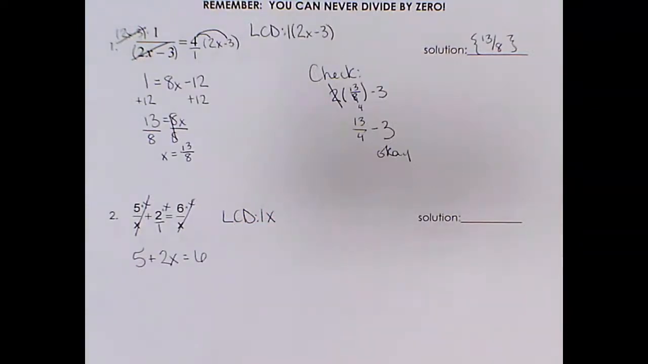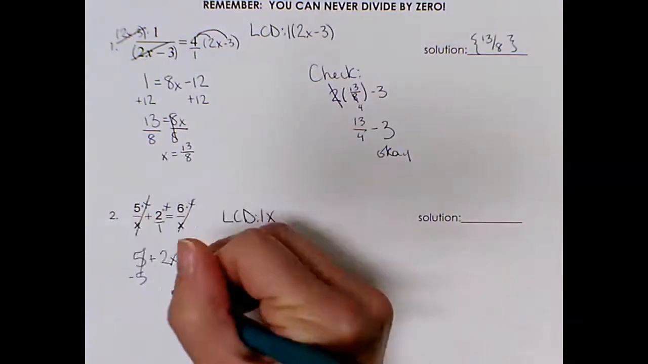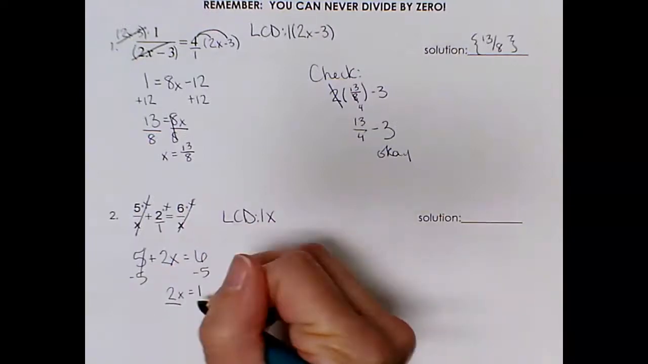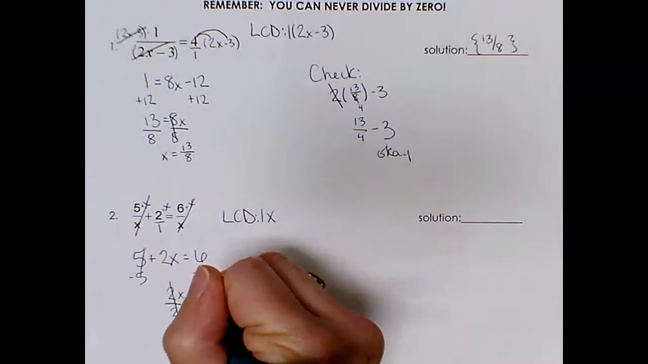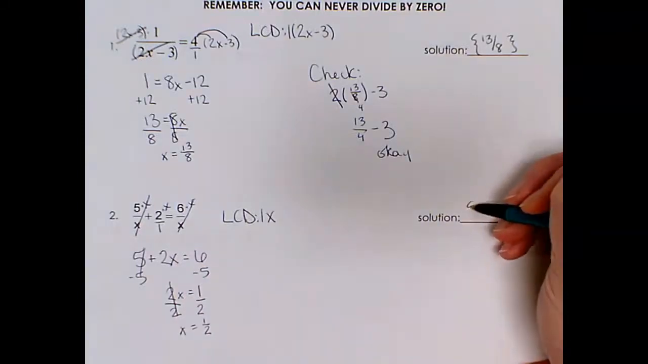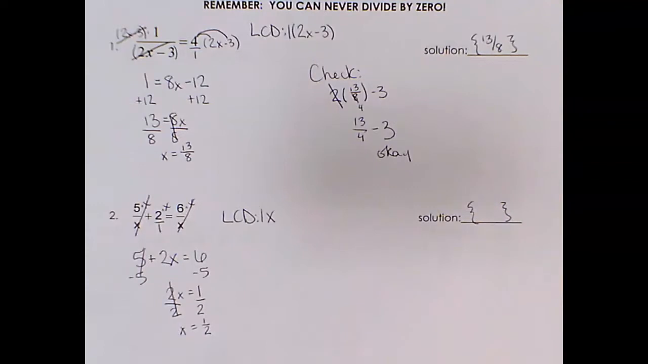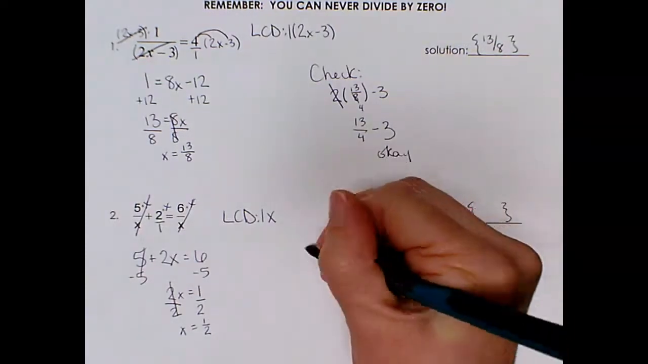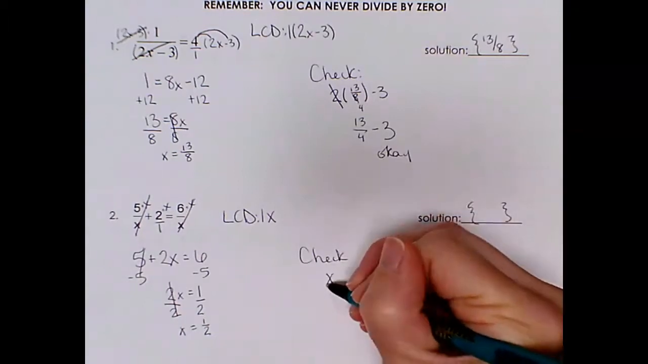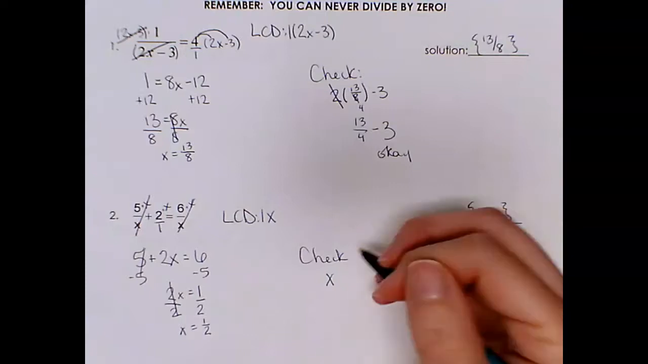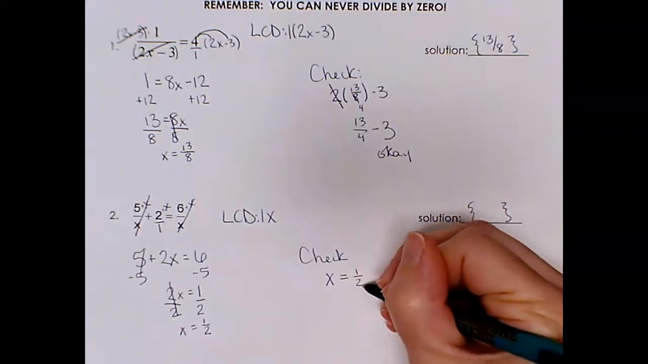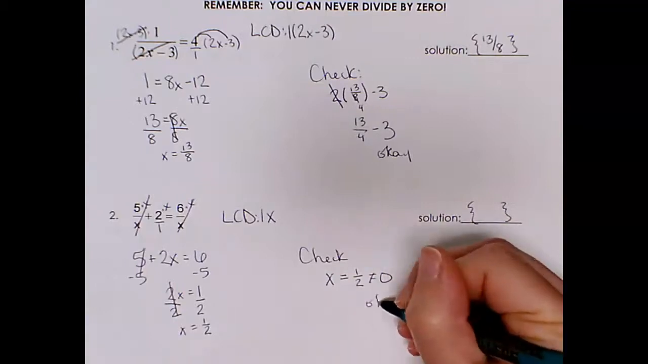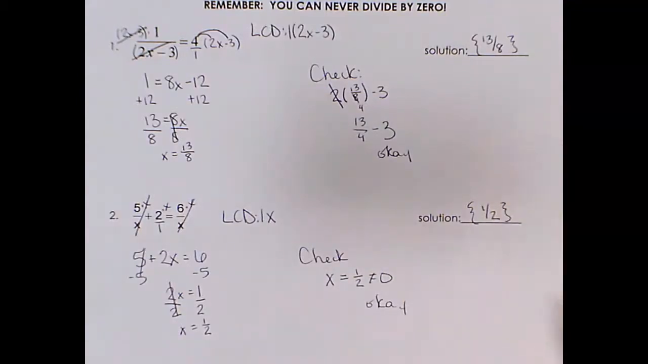So I've simplified. I want to solve my equation for x, so I move the constant, 2x equals 1, and I divide by the coefficient, x equals 1/2. Before I write it as my solution, I want to make sure that if I substitute 1/2 for x, it's not going to give me a denominator of 0. This denominator is 1. I can't even substitute x in there. But if I check to make sure that x doesn't equal 0, well, x is 1/2. And that doesn't equal 0. So this is okay. And 1/2 is my solution.